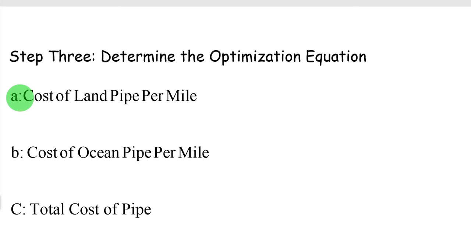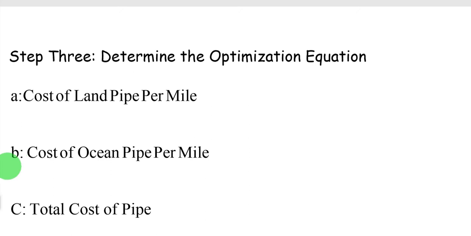So we're just going to say A is the cost of land pipe per mile. So let's say it costs $1,000 per mile. I don't know. Let's say B is the cost of ocean pipe per mile. In this case, we know it's twice as much. So in that case, B would be $2,000.